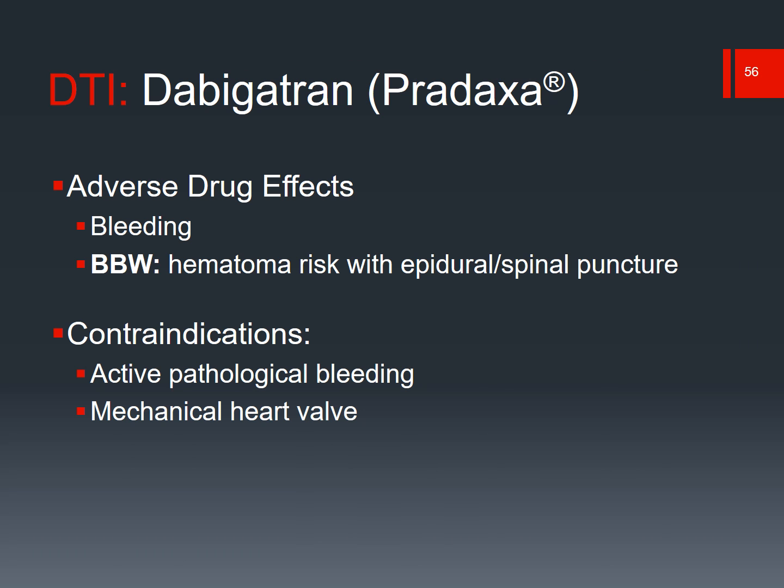ADRs include bleeding, and then we have a black box warning, similar to the previous drugs that we've talked about, where there's hematoma risk with epidural or spinal punctures. We don't like patients to bleed into their spine, so we try to avoid epidural or spinal punctures while they're taking Pradaxa. It is contraindicated in bleeding, which makes sense. And then mechanical heart valve was related to a trial where dabigatran was attempting to gain the indication of mechanical heart valve, and patients were having fatal bleed and fatal clotting, all in one. So it is contraindicated in mechanical heart valve.